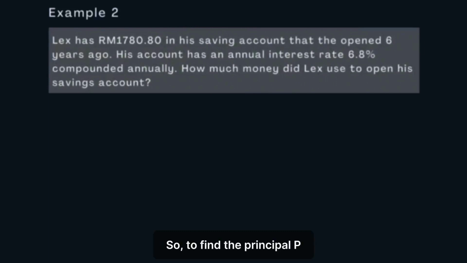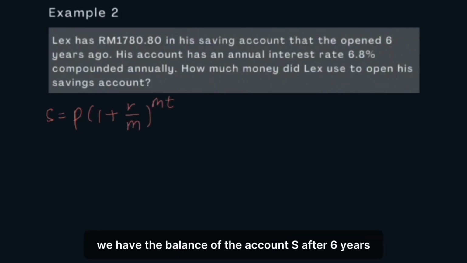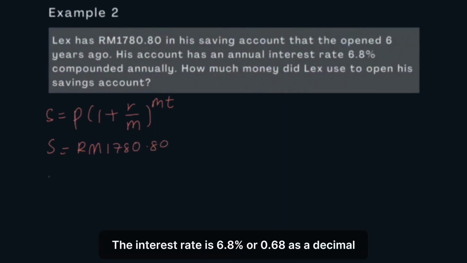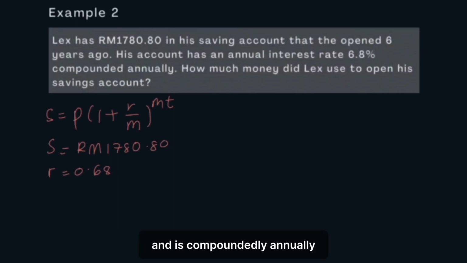So to find the principal P, we can use this formula, which is S equal to P bracket 1 plus R over M, to the power of MT. We have the balance of the account S after 6 years, which is 1,780 ringgit 80 cent. The interest rate is 6.8% or 0.068 as a decimal, and it's compounded annually, so M equals 1. The time T is 6 years and the missing variable is P.